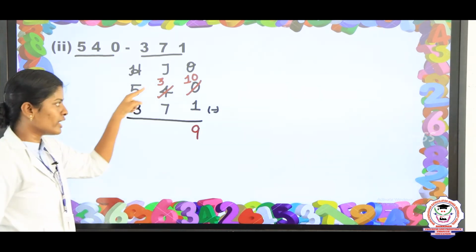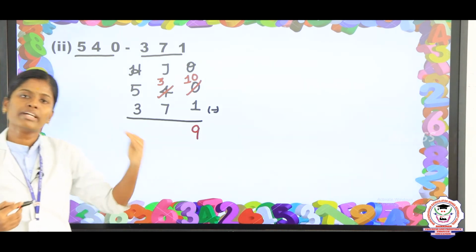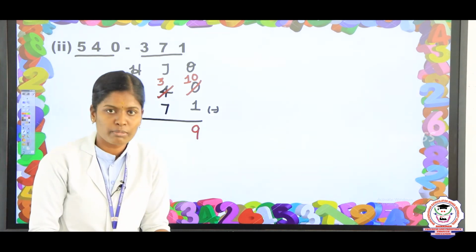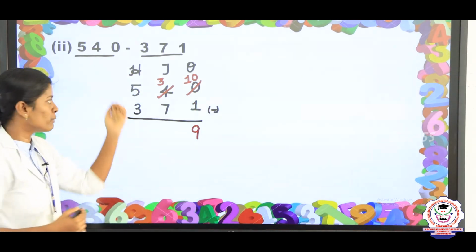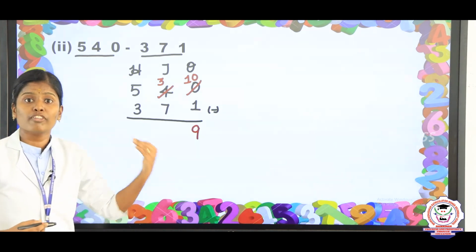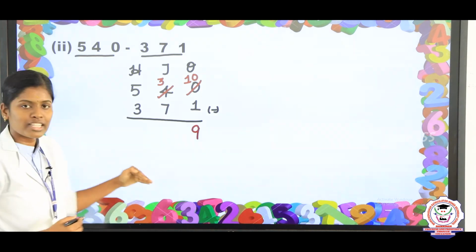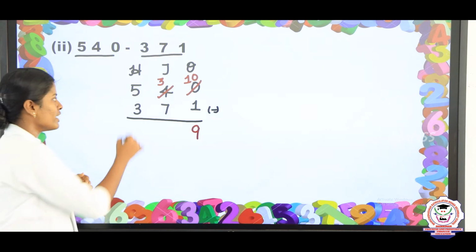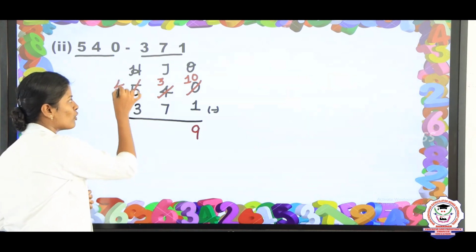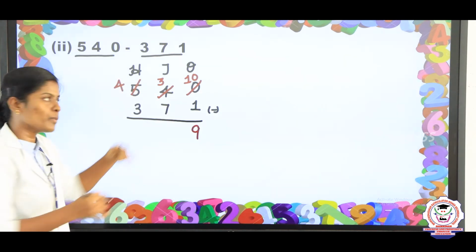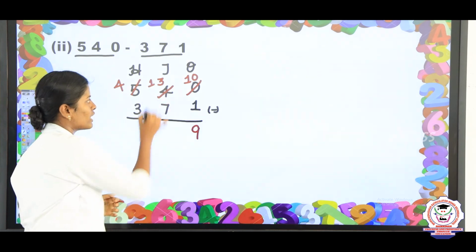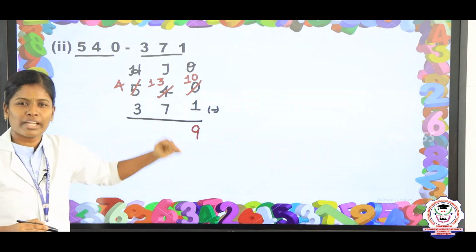Next we are going to take 3 minus 7. 3 minus 7 is not possible. Again you are going to borrow from the before number. Here the before numbers are 500 minus 300. In this 500 it will change into 400. 3 tens will change into 13 tens. Now we are going to subtract 13 minus 7.